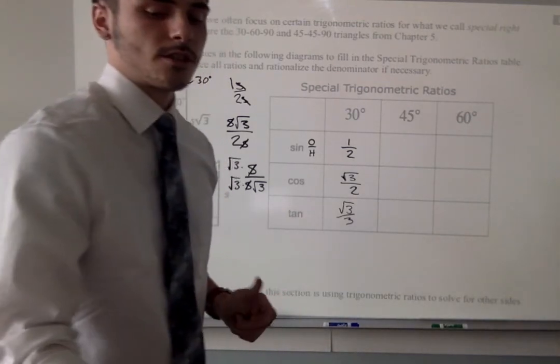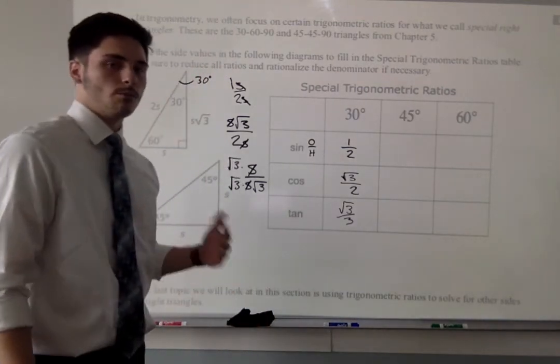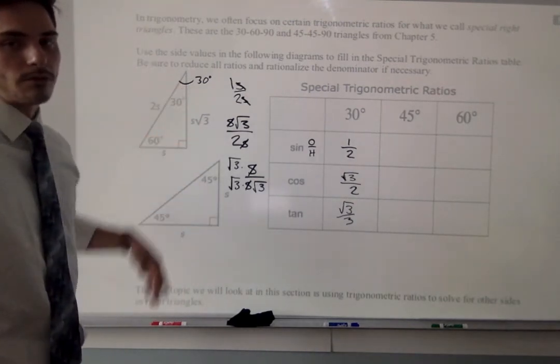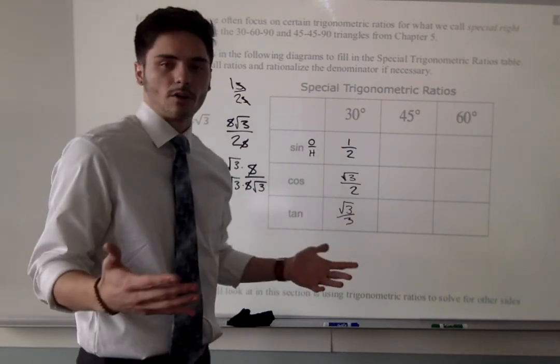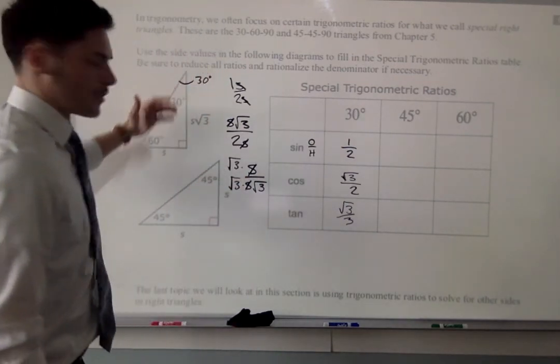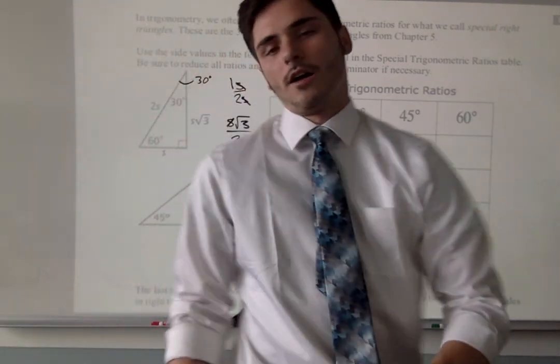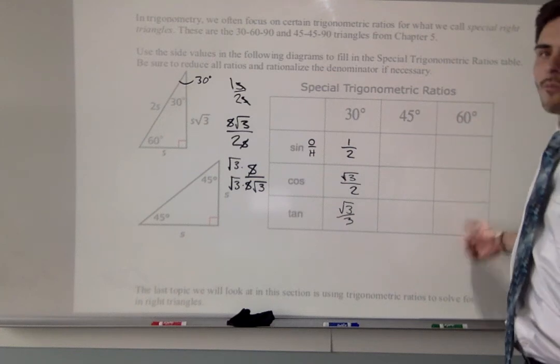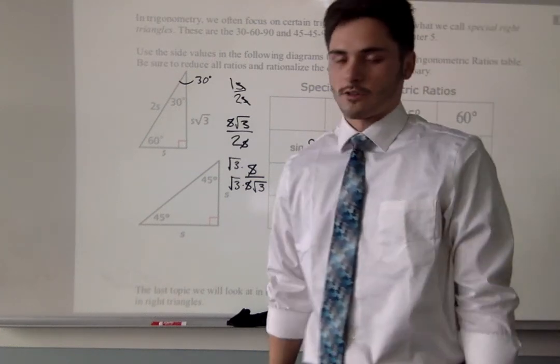And by no means is this something that y'all will be expected to memorize, but it is definitely something that you can easily figure out and simplify. You can memorize it if you are comfortable with that, but this is where they come from. And so I'll have you guys figure out the 45-degree column and the 60-degree column, and then we'll discuss those as a class as well.